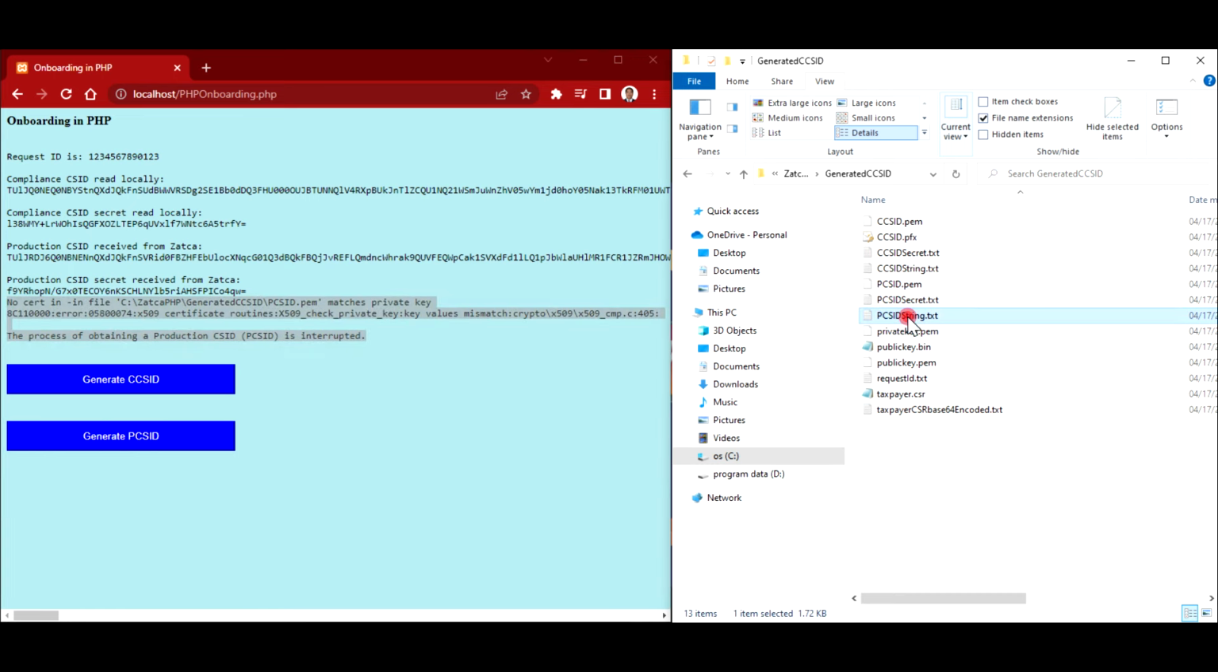Onboarding process. The onboarding process consists of two steps. Obtain a compliance CSID, which ZATCA assigns to perform compliance checks of electronic invoice generation solutions, EGSs. Obtain a production CSID, which ZATCA assigns to compliant EGSs.